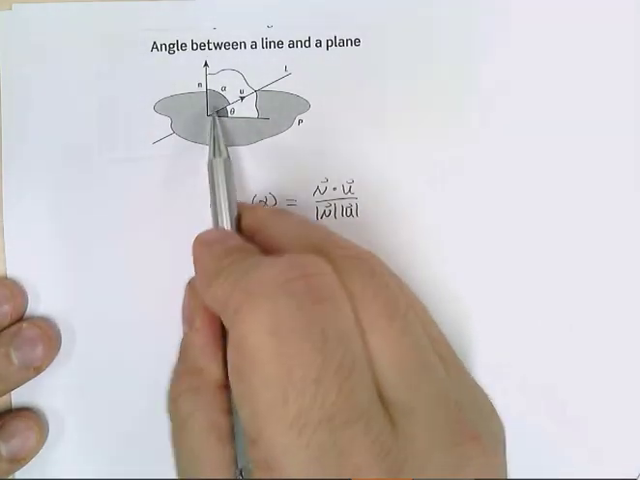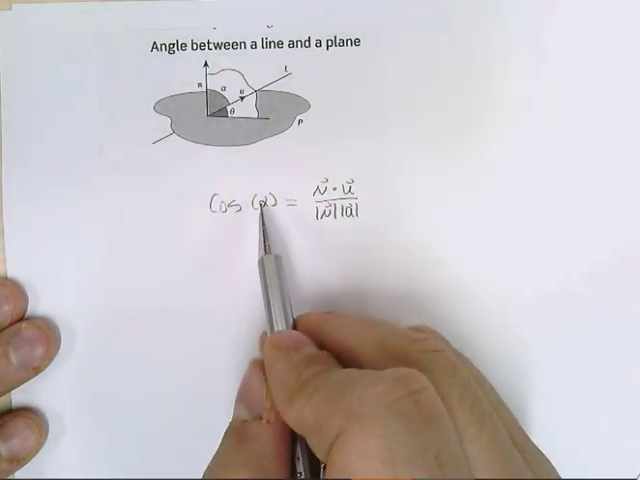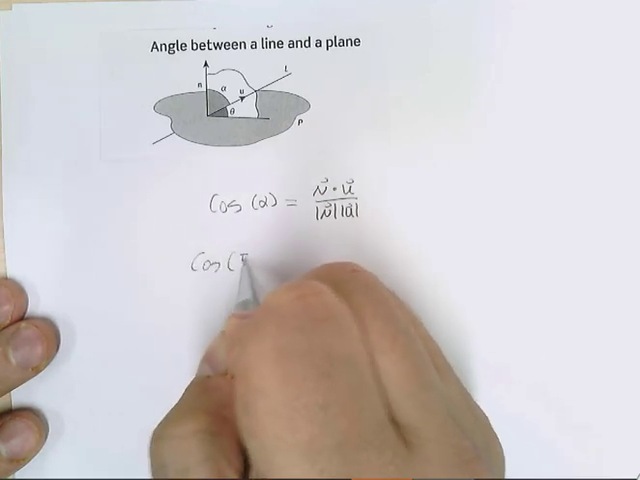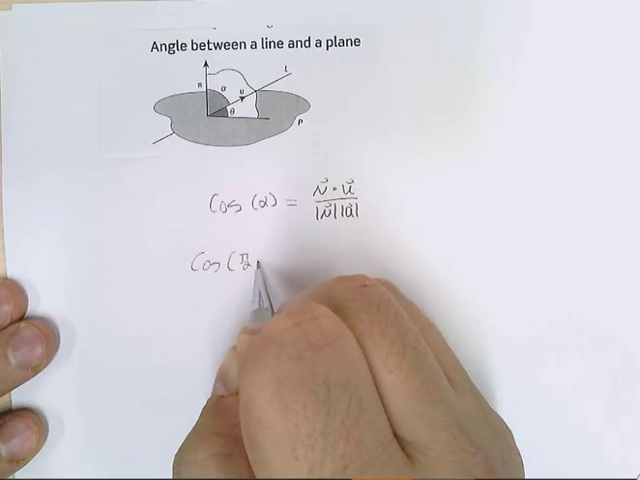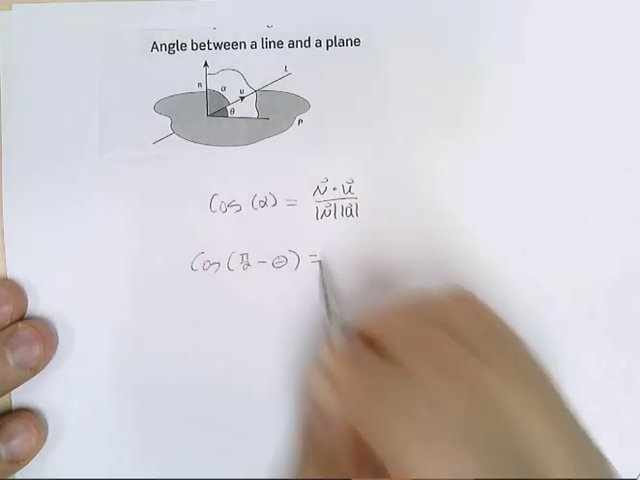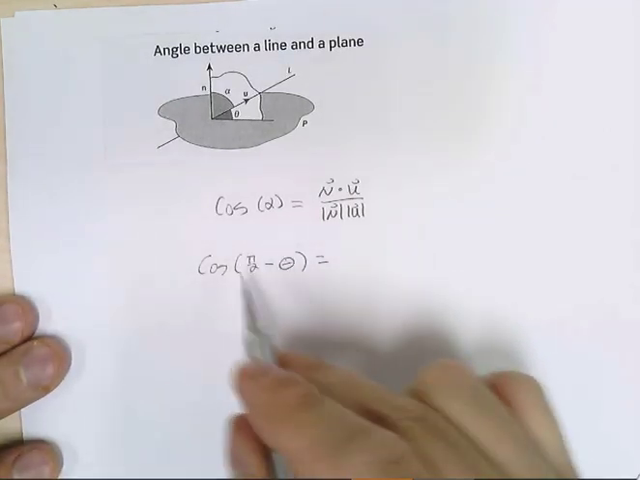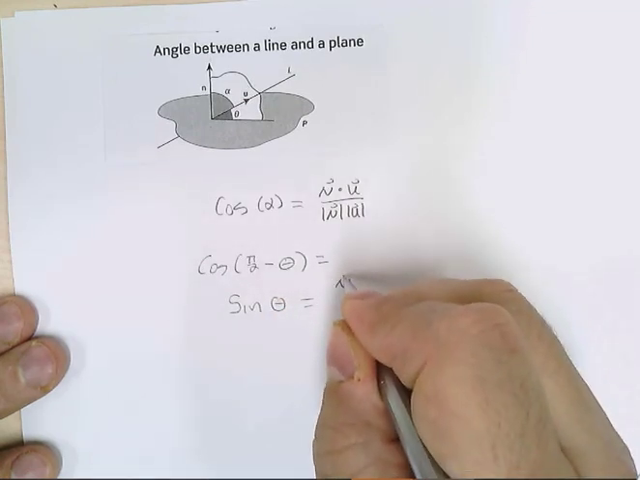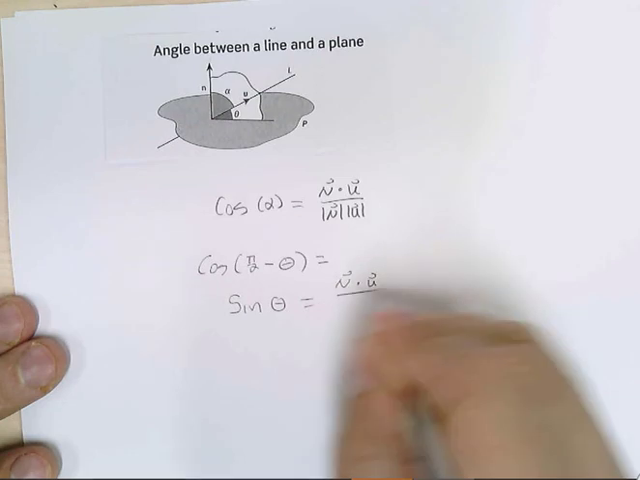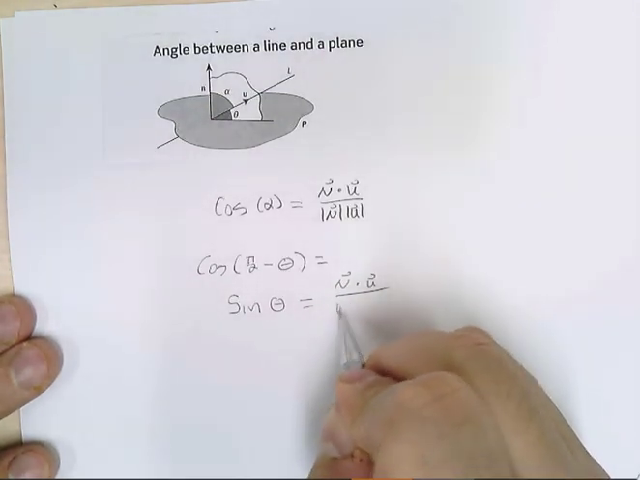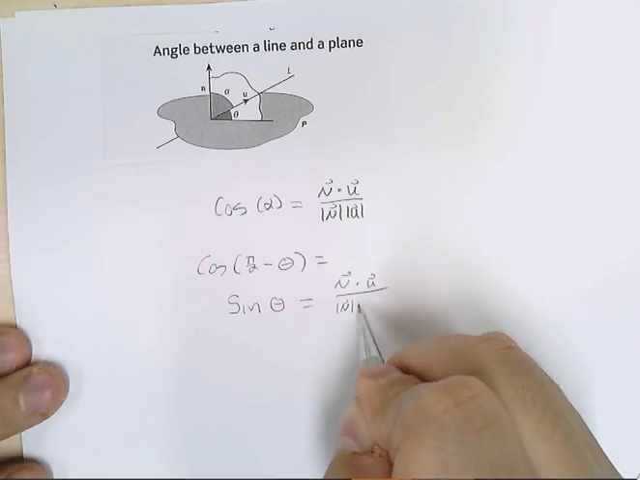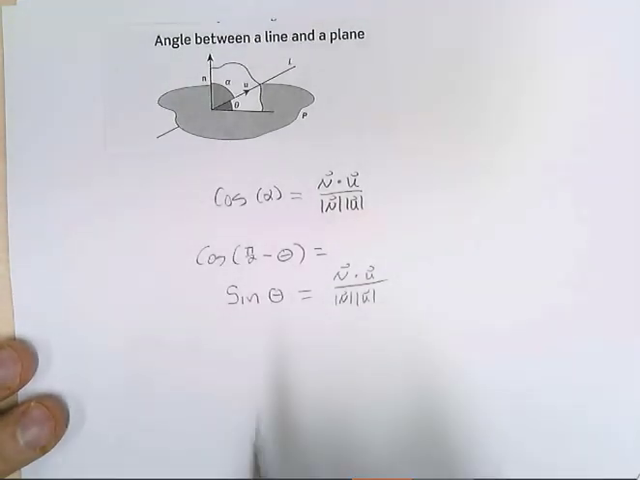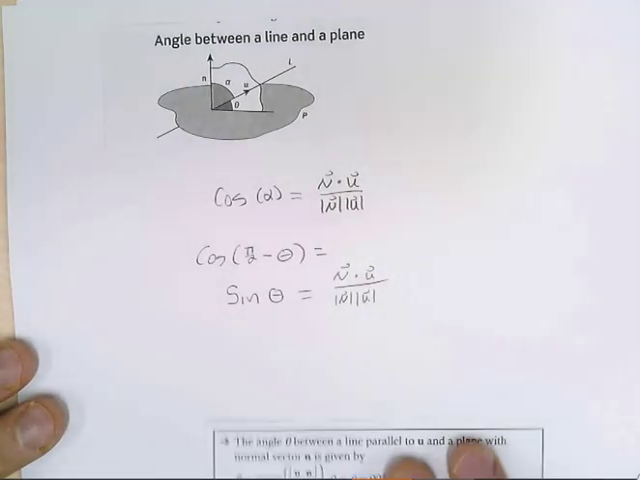But if you notice, this normal vector is 90 degrees. So alpha is going to be equal to pi over 2, or 90 degrees, minus theta. And then this is an identity: the cosine of pi over 2 minus theta is equal to the sine of theta, which is going to be equal to the normal vector dot product the vector u in the line going through the plane, over the magnitude of the normal vector times the magnitude of the vector u. And then I can solve for theta.